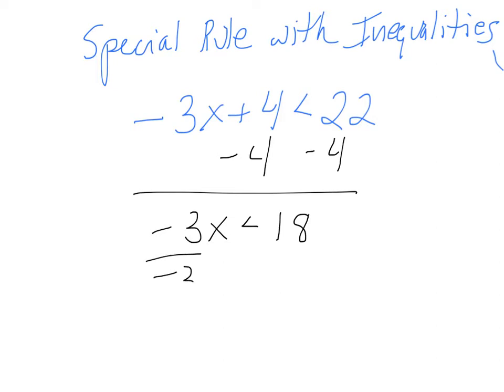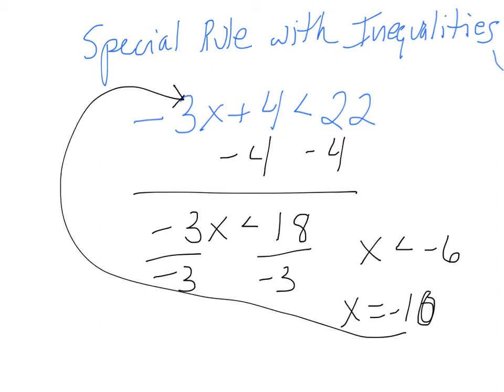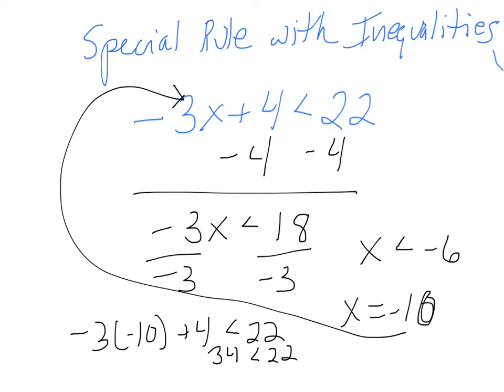Now if I divide by negative 3 here, a normal answer would be x is less than negative 6. But the problem is, take a number that is less than negative 6, for example, negative 10. If I plug that number back into the original, I would have negative 3 times negative 10 plus 4 is less than 22. What I would get there is 34, right? Negative 3 times negative 10 is 30, plus 4 is less than 22, which is a false statement.